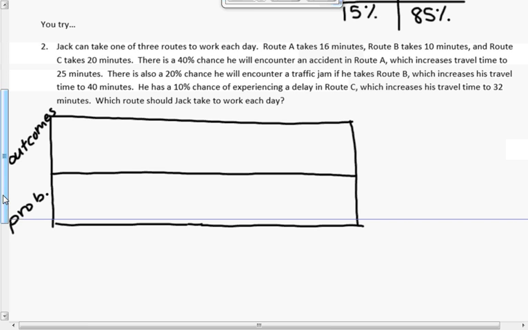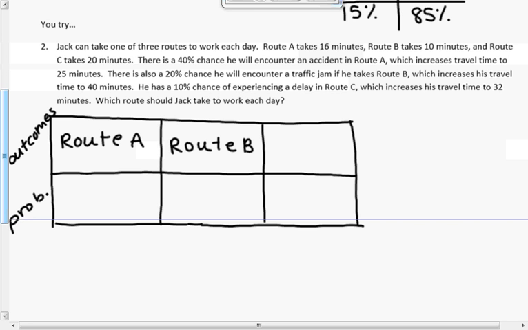I see route A, route B, route C. Those are going to be the outcomes because I can probably decide that this is going to ask me which route this person should take. There's 3 options of routes. So we're probably going to have to figure out which route is the best. So I'm going to go ahead and say that there's 3 outcomes and that they match the 3 routes that I've been given.